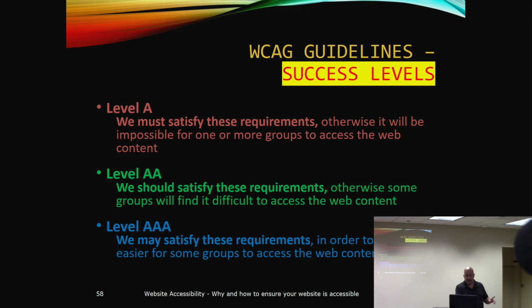So the success levels are A, AA, and AAA. You saw the picture a minute ago. A is we must satisfy these requirements. AA is we should satisfy these requirements. And AAA is we may. Most people shoot for AA. That's the standard everybody's usually going for, is AA.